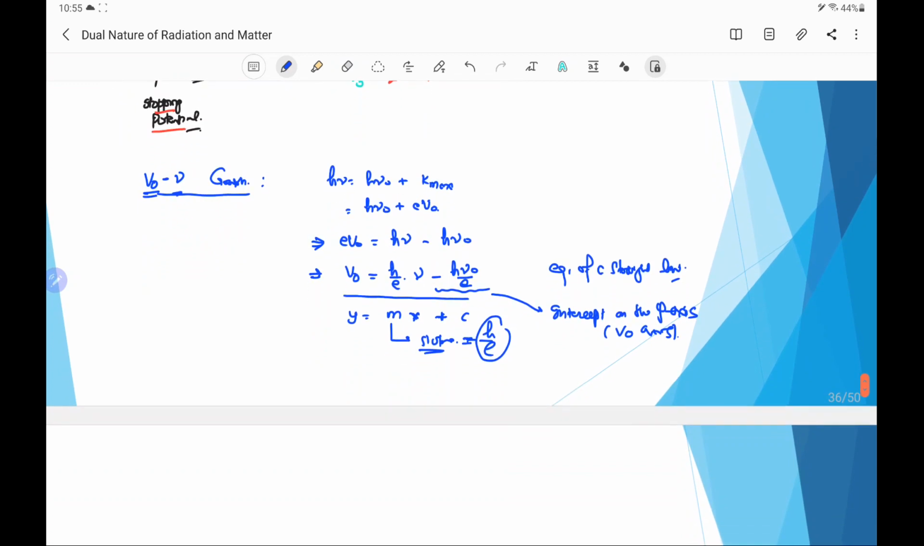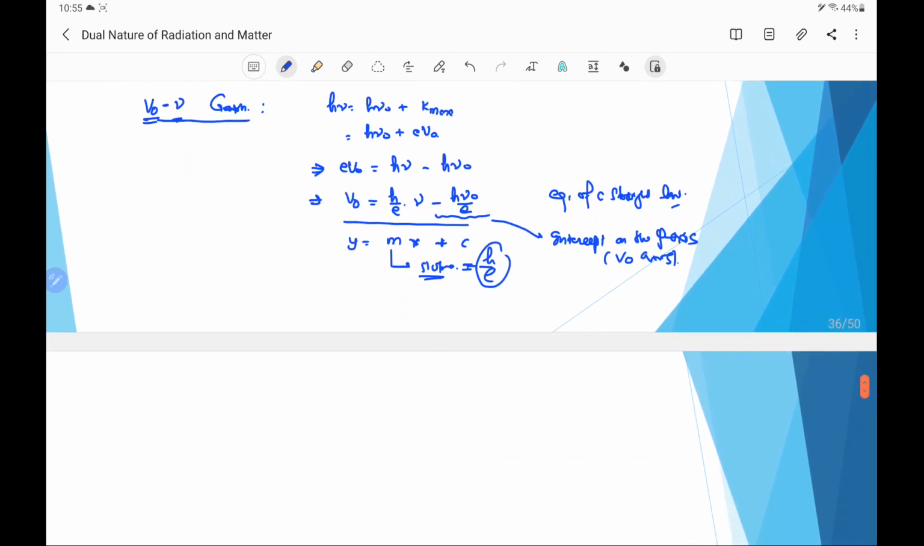So now we draw a graph. On the x-axis we represent nu, the frequency of the incident radiation, and V naught is the applied stopping potential which opposes the motion of the photoelectrons from cathode to anode. And the graph is like this. This is a straight line.